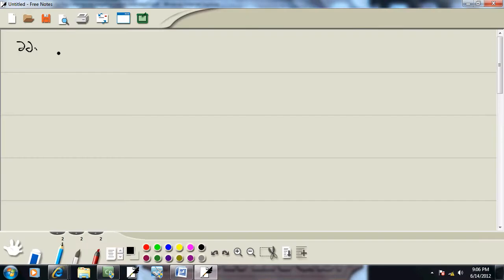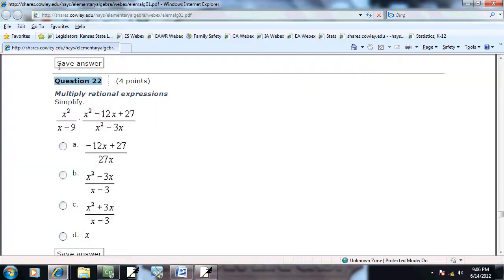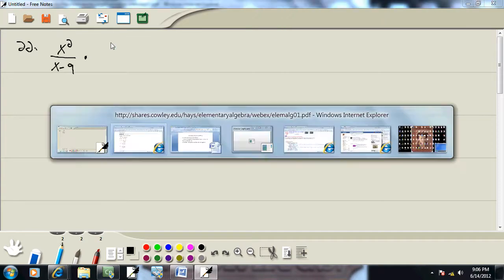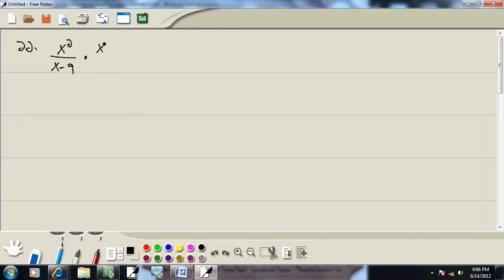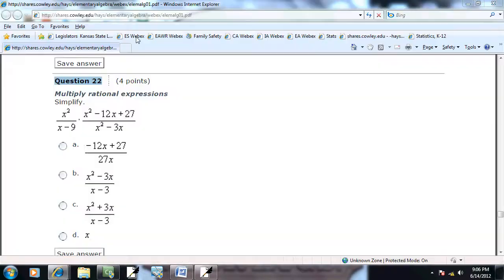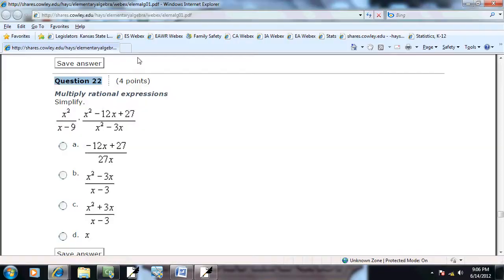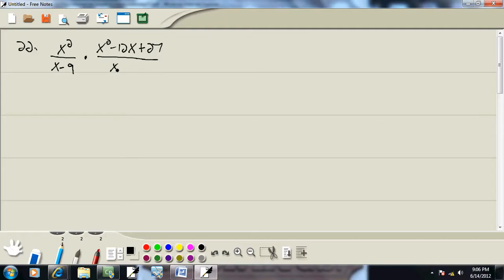We've got x squared over x minus 9 times x squared minus 12x plus 27 over x squared minus 3x. Well, the x squared I can't do much with. I could rewrite it as x times x, but we don't need to. This x minus 9 we can't do anything with.